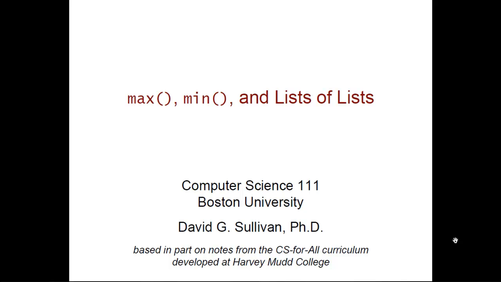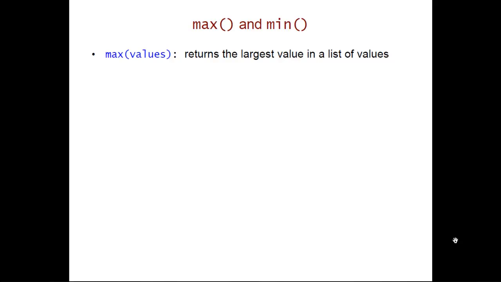In this video, we're going to look at the max and min functions that come built into Python and how we can use them in conjunction with lists of lists to solve problems. So max and min are built-in functions. They each take a list of values. Max returns the largest value in the list that you pass in as an input.